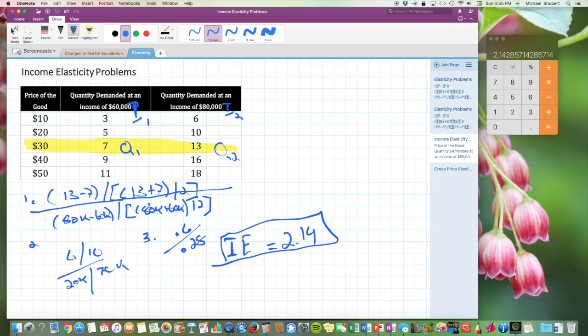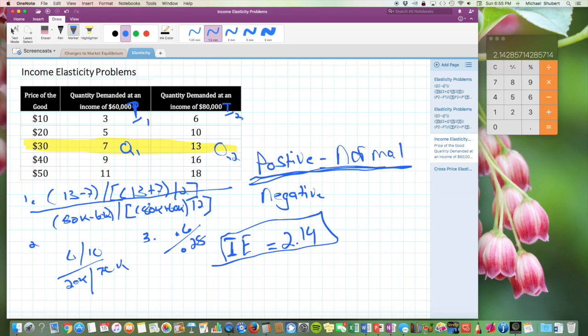Now the important part here is that it's positive. When I have an income elasticity that's positive, I know I'm dealing with a normal good. If I look at 60,000, I'm buying 7, but at 80,000, I'm buying 13. My income rises, my quantity demanded rises. I know I've got a normal good on my hands. If this answer had been negative, if my income had gone up and my quantity demanded had gone down, I would know it would be inferior. But because the solution is positive, I know I'm dealing with a normal good.